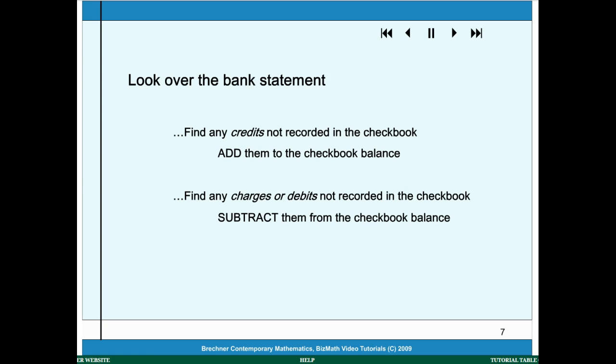The process of reconciling a bank statement can be summarized in the following 2 slides. Basically, look over the bank statement and find any credits that have not been recorded in the checkbook and add these to the checkbook balance. Find any charges or debits not recorded in the checkbook and subtract them from the checkbook balance.